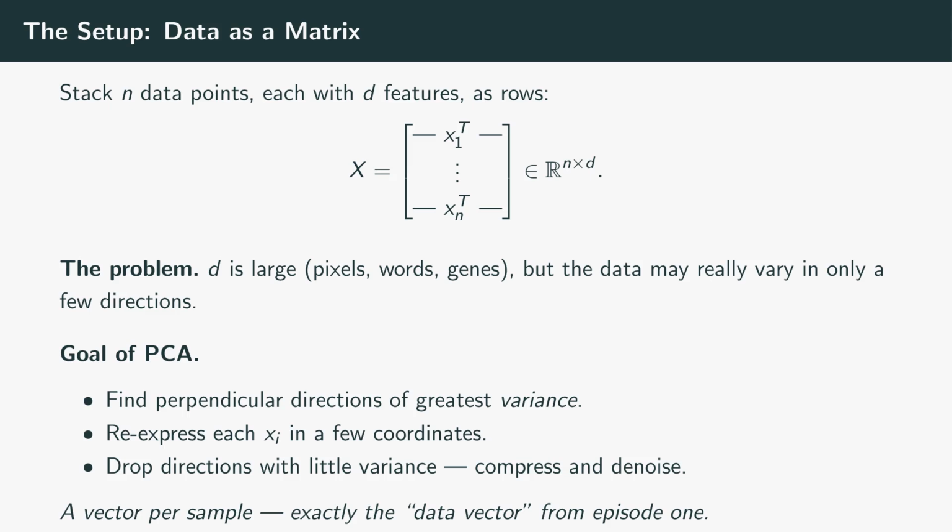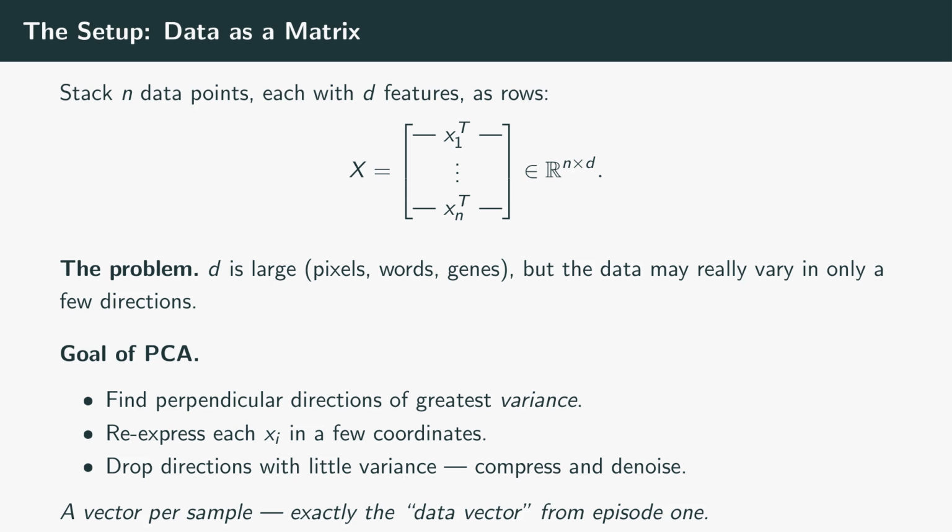First, the setup. We arrange our data as a matrix. Each sample, a photograph, a customer, a document, becomes a row, and each feature, a pixel, a purchase, a word count, becomes a column. So a dataset of n samples with d features is an n by d matrix X. This is exactly the data vector from episode 1, now stacked many at a time.